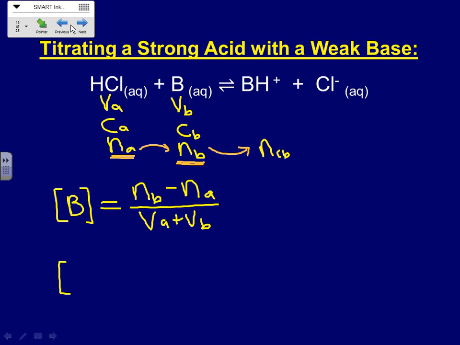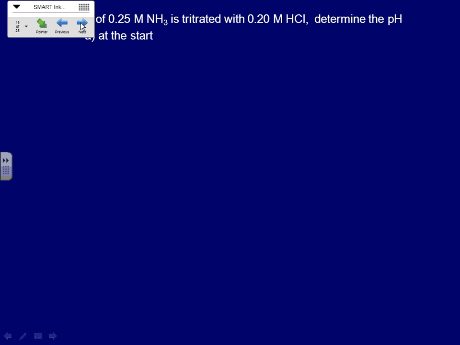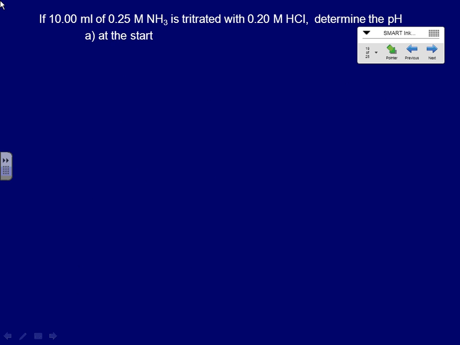To determine the concentration of the conjugate acid that's created, again, for every mole of acid, it's going to convert directly into moles of conjugate acid. So if I take the number of moles of acid that I added and divide that by the new volume, I will have the concentration of the conjugate acid. And how much base versus conjugate acid there is will determine the pH, just like in the acid example. So let's go through some examples here.